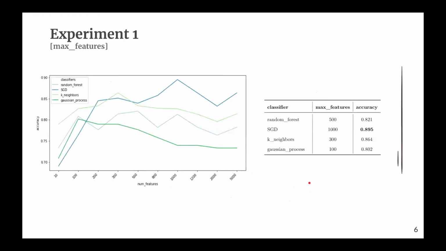This is experiment 1. As I told you, we were only tweaking one parameter at a time. Through this, we were able to understand that the top two performing classifiers were SGD and k-neighbors. The top accuracy that we got was 89.5. An important thing to notice here is that there is not a clear trend whether having more values for max features or less values is better. We don't know that yet.